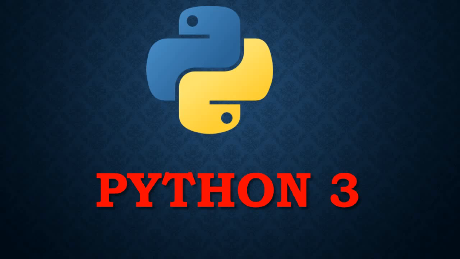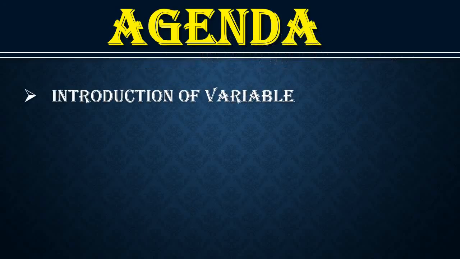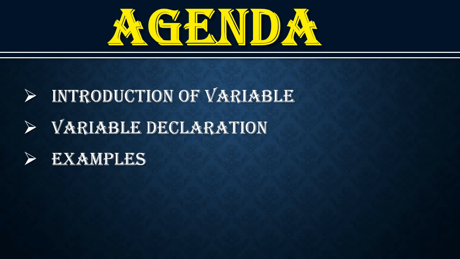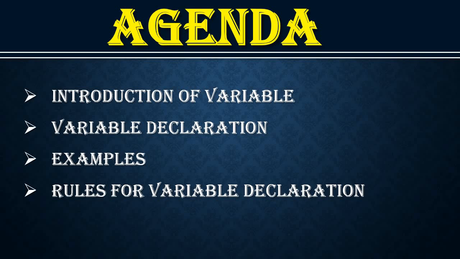Now let's take a look at the agenda for today's discussion. First, I will be giving you a brief introduction of variables, followed by variable declaration. Then we will see some examples of declared variables. Moving further, we will talk about rules and regulations we follow while declaring a variable in Python. So now, let's quickly get started.